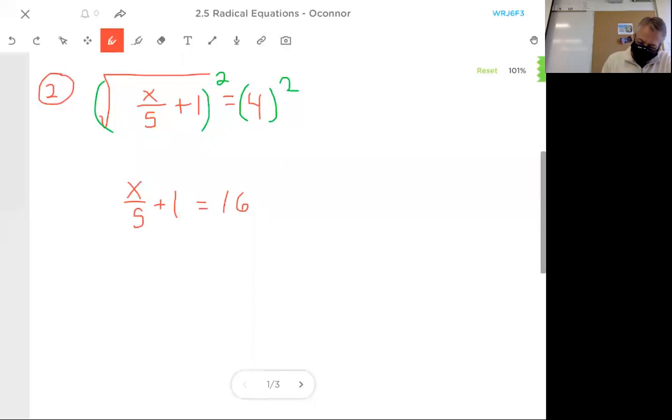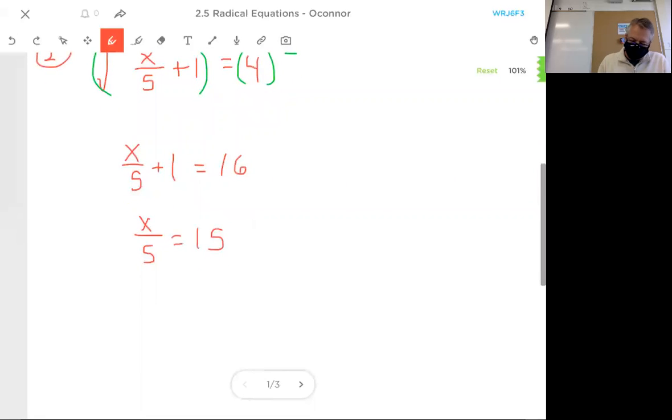Now, I want to subtract the 1 over. So we have x over 5 is equal to 15. Multiply both sides by 5, and x comes out to be 75.